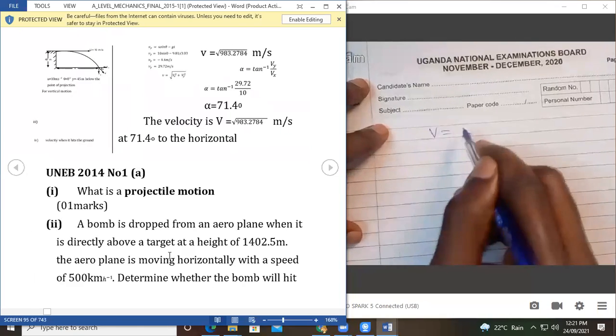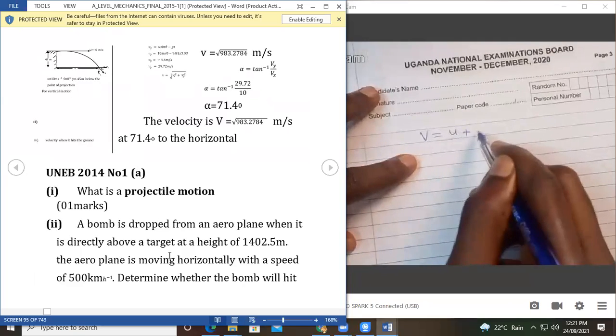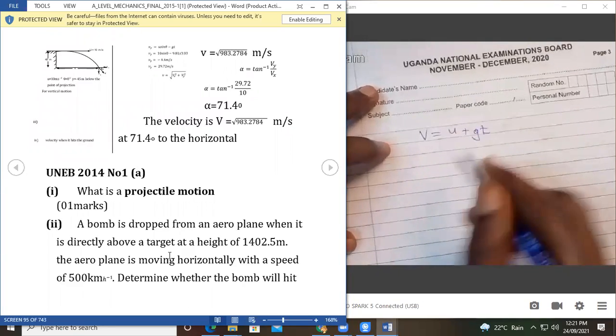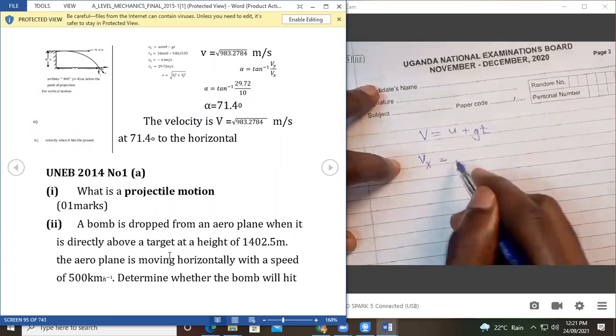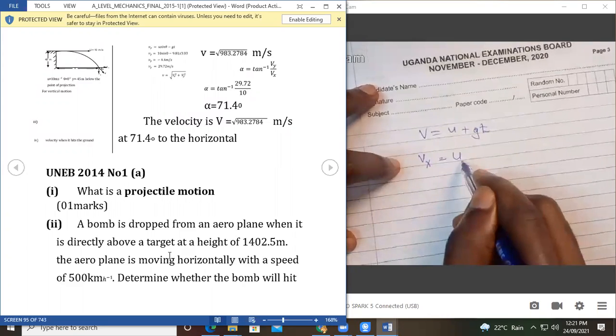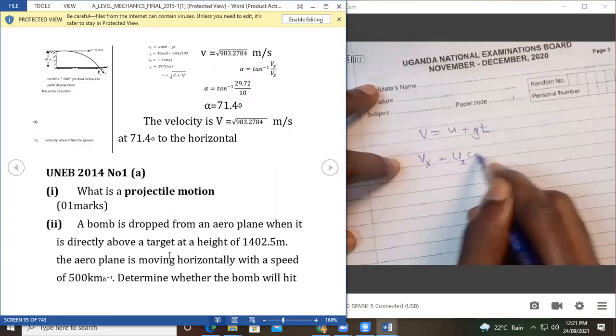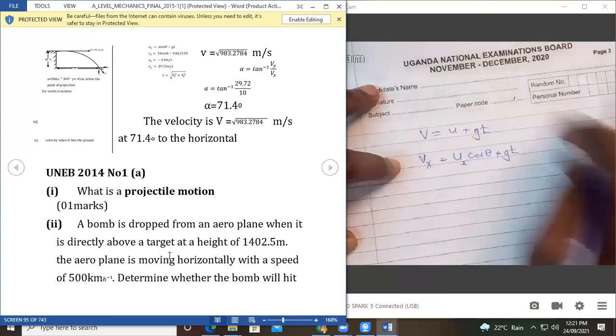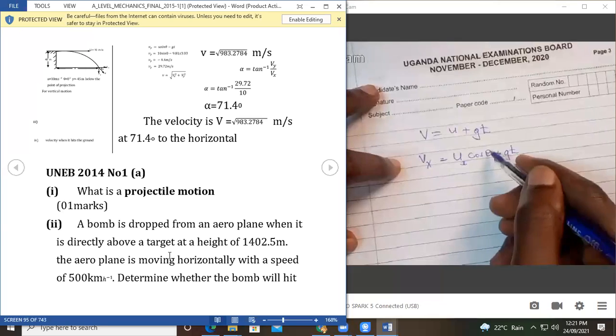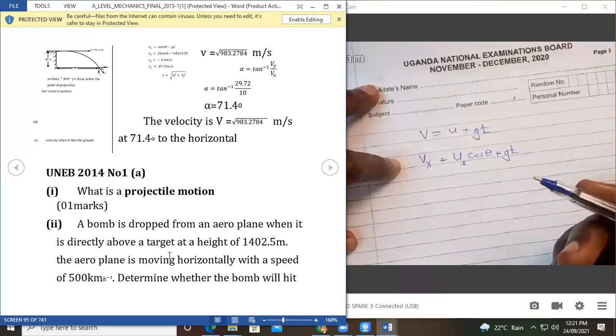So our V equals U plus gt. Now, if it's Vx, what do you remain with? Or if you use the general formula, we shall have Vx equals U cos theta, plus or minus gt, because this one is in the process of coming down. But the angle is 0. What is cos of 0, members?